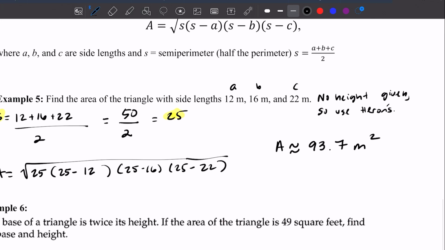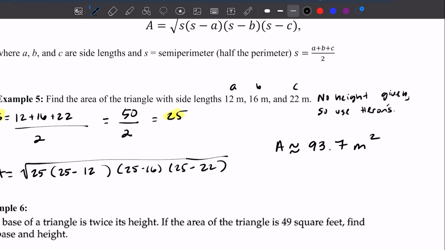All right. So again, we use Heron's where you are given the side lengths, but no height is given. Henry. On the quizzes and tests, is there going to be a formula chart, or are we going to have to memorize it? You will be given a formula chart, but you have to understand how to use it.